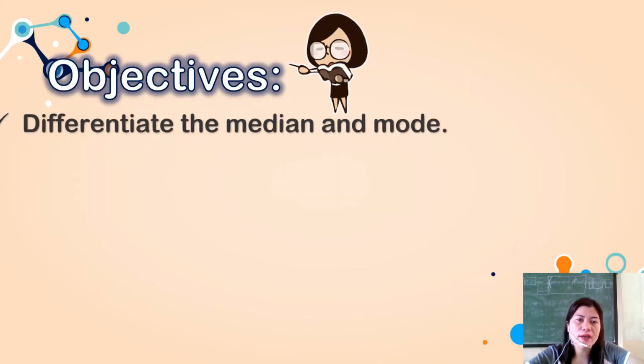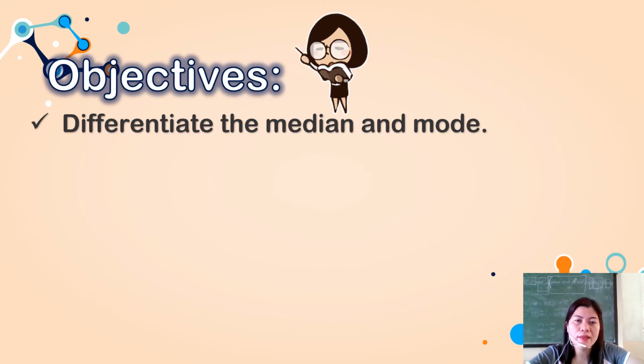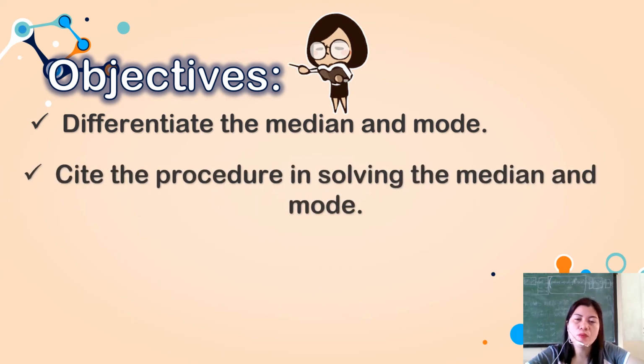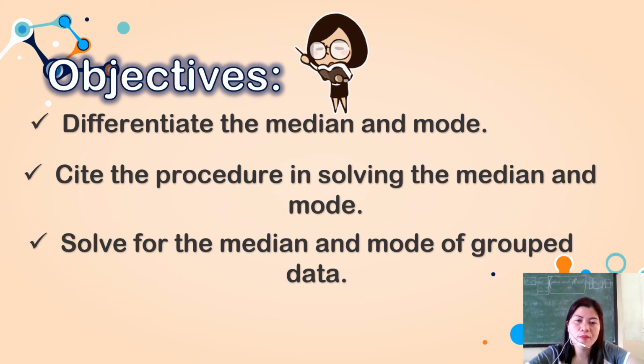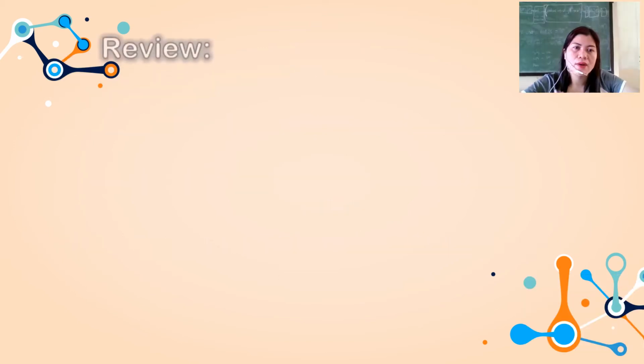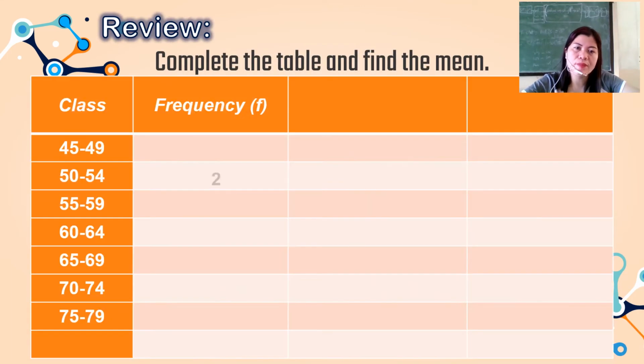So our objective is to differentiate the median and mode, cite the procedure in solving the median and mode, and then solve for the median and mode of group data. So let's review first the last topic that we have.